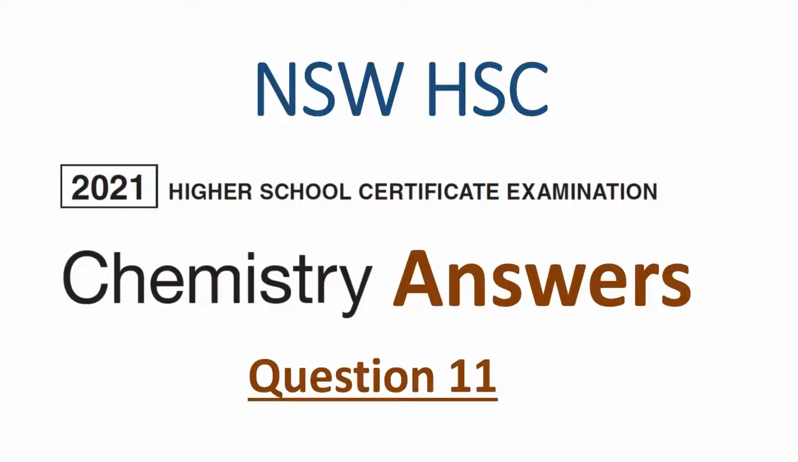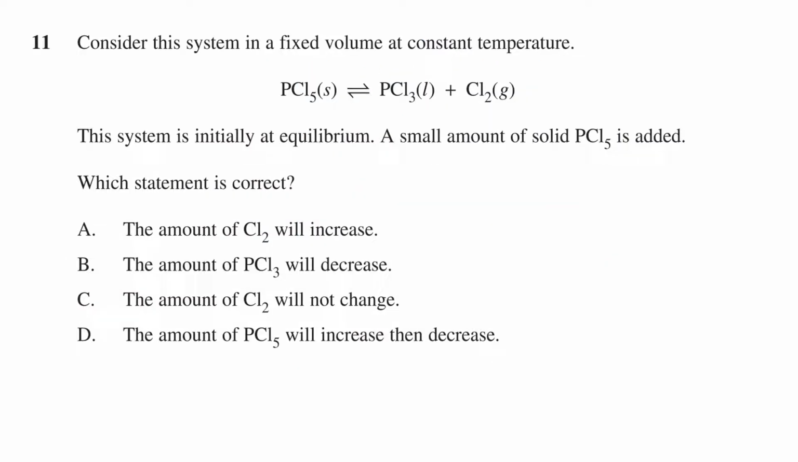In this video, we'll go over the answer to question 11 of the 2021 New South Wales HSC Chemistry Exam. The question states, consider this system in a fixed volume at a constant temperature. We then have a reversible equation with PCl5 solid on the left-hand side and PCl3 liquid and CO2 gas on the right-hand side. The question continues, this system is initially at equilibrium.